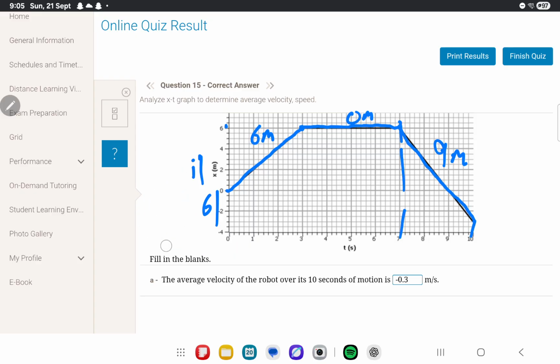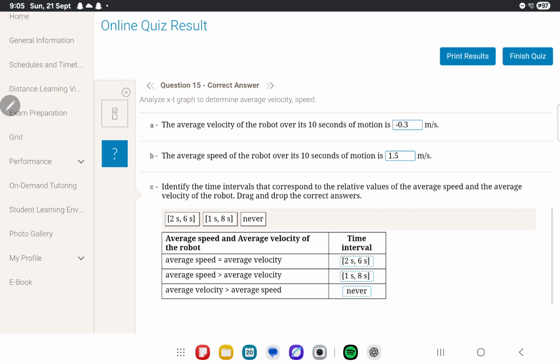Anyway, extra info. Also, I didn't need to go through all of that. I think you can already get why. You start off at 6, you end off at negative 3. How much is that? That's 9 meters traveled. So 6 plus 9 is 15. 15 over 10 is 1.5 meters per second. And that's your average speed.